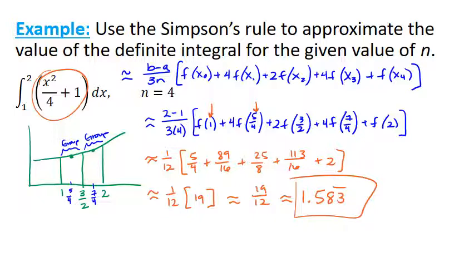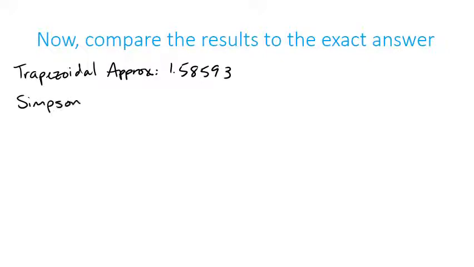So what we want to do on the next slide is make some comparisons. So we found the following results. Using the trapezoidal rule, our approximation was 1.58593. Simpson's rule gave us an approximation of 1.58333, so on and so forth.